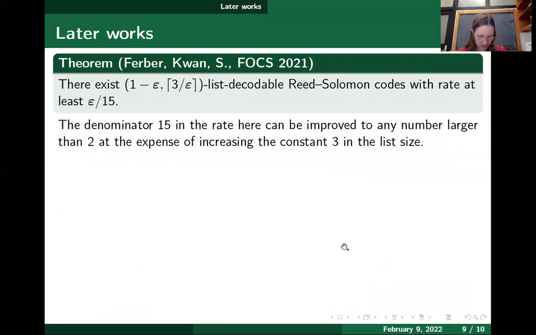And so just at the end, I want to comment on some works that appeared after our theorem. So here's again the simple version of our statement, having radius 1 minus epsilon, list size 3 over epsilon, having these list decodable codes with rate at least epsilon over 15. And as I said, the 15 here is not optimized. You can get any number larger than 2 at the expense of increasing this 3.